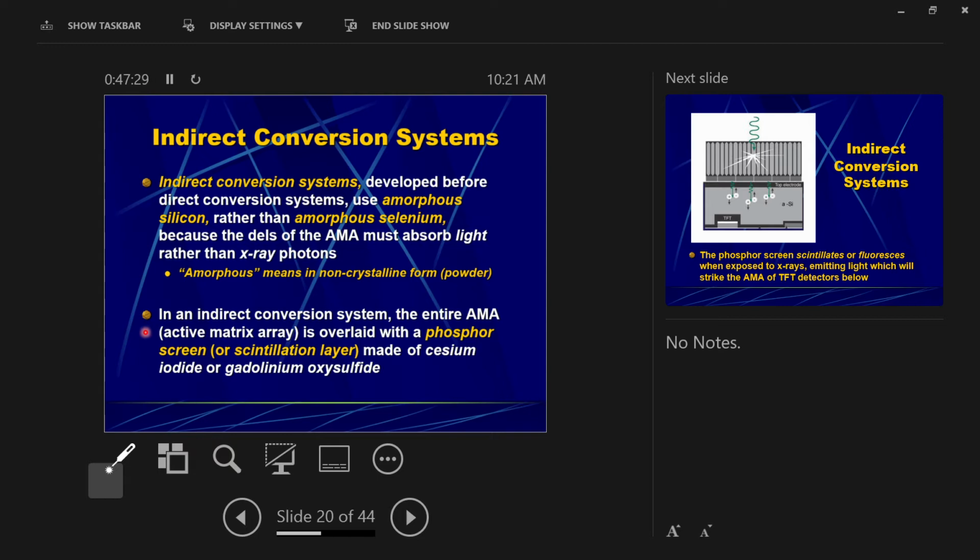Yes, you have to remember the material that the phosphor screens are made of. There are 2 options: cesium iodide or gadolinium oxysulfide.